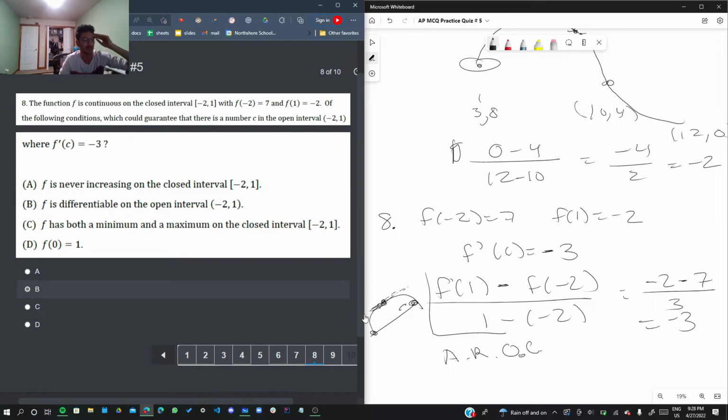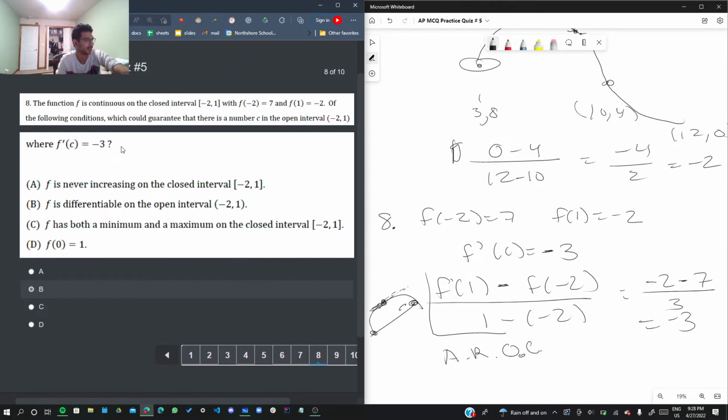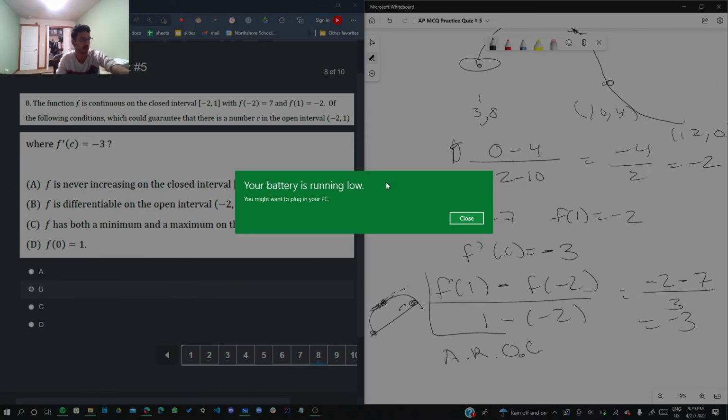But the condition for the mean value theorem is that it has to be differentiable. So you just got to know those conditions, and if you know them, it'll be a lot easier. That's pretty much it. So that's how you solve that. You just need to know that the mean value theorem operates on the fact that it has to be differentiable, otherwise this theorem does not work.